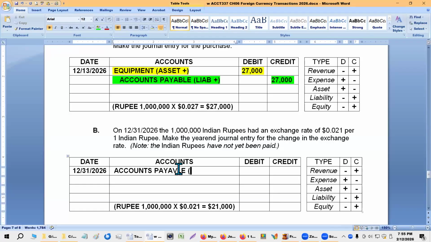So accounts payable, this is actually a liability going down. We don't owe them as much. Well, we owe them the same amount of rupees, but in US dollars, we owe them less, 6,000 less. And yes, that is a translation gain. Okay, I'm going to make that in red.